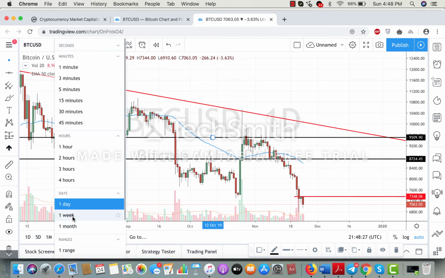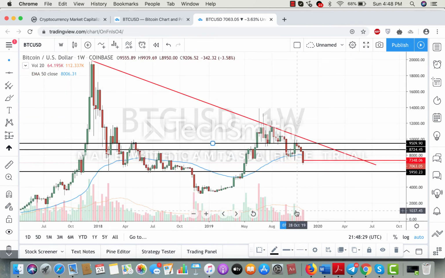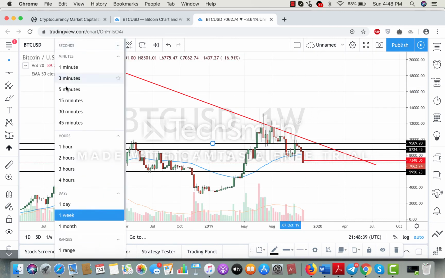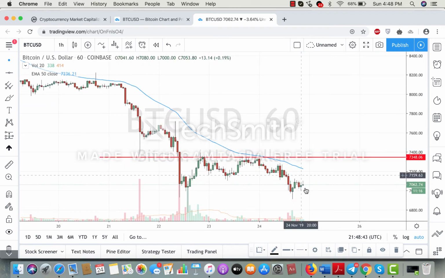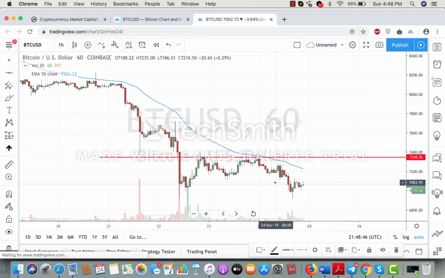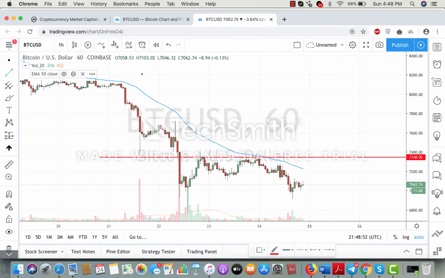So that's my analysis for BTC USD. As I said, the price is heading down. We are possibly reaching the 6,000. That's what it looks like in the short term. But let's also look at the hourly, just to sort of confirm what's happening. Now on the hourly too, you can see that there is actually a trend line which is forming here.